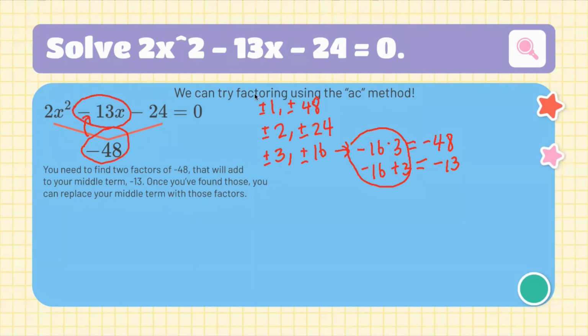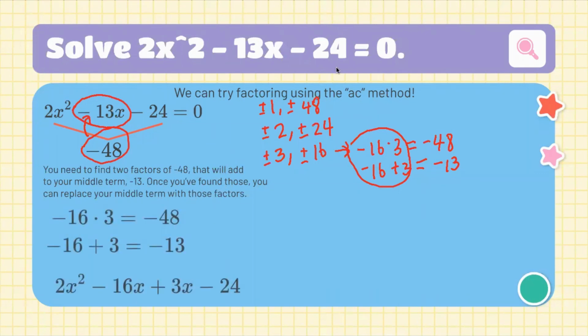And if this sounds a little bit confusing, I'll go ahead and show you how it would look. So you would replace negative 13x with negative 16x plus 3x. And if you look at this new equation, we have 2x squared minus 16x plus 3x minus 24. And you see these are the two factors that we just found. And if you were to simplify negative 16x plus 3x, that would give you negative 13x. So these two equations are basically still the same.